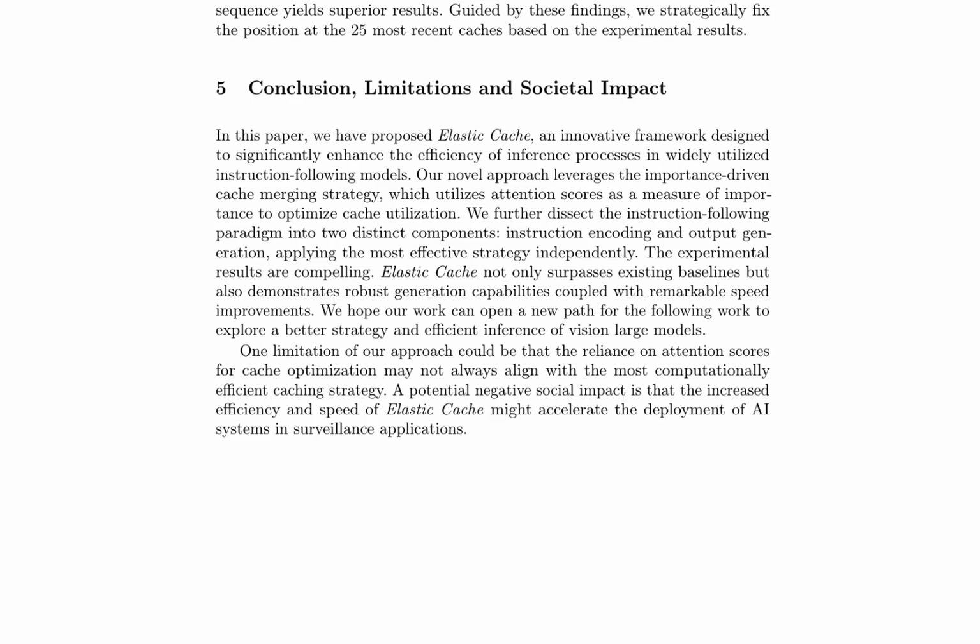However, the authors acknowledge some limitations of their approach, including the reliance on attention scores for cache optimization, which may not always align with the most computationally efficient caching strategy. Furthermore, they highlight a potential negative social impact, as the increased efficiency and speed of elastic cache might accelerate the deployment of AI systems in surveillance applications.